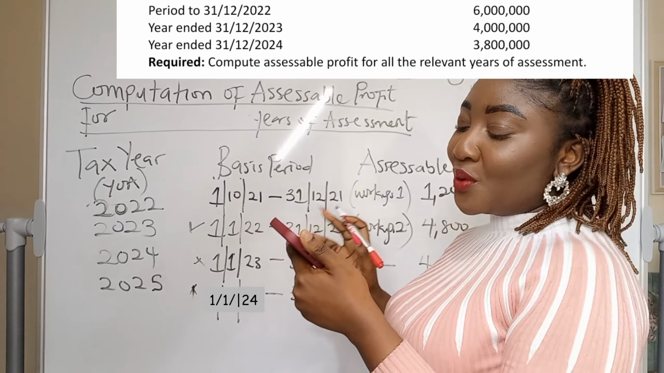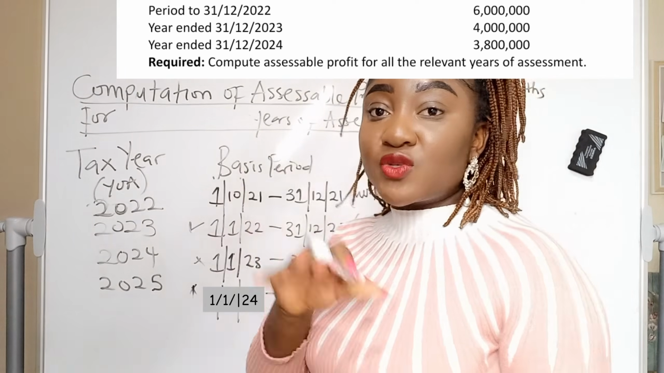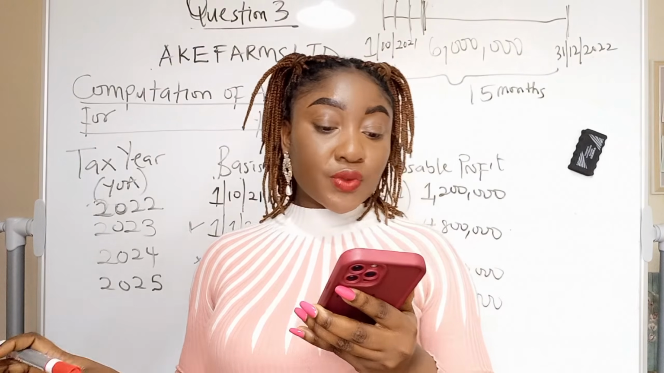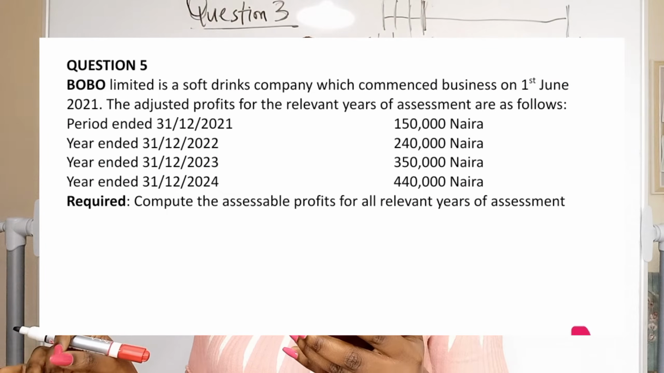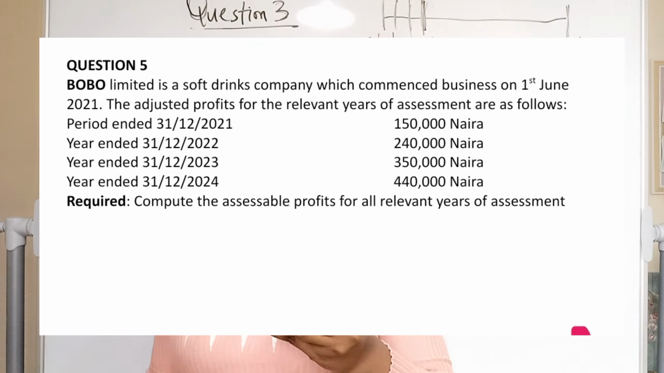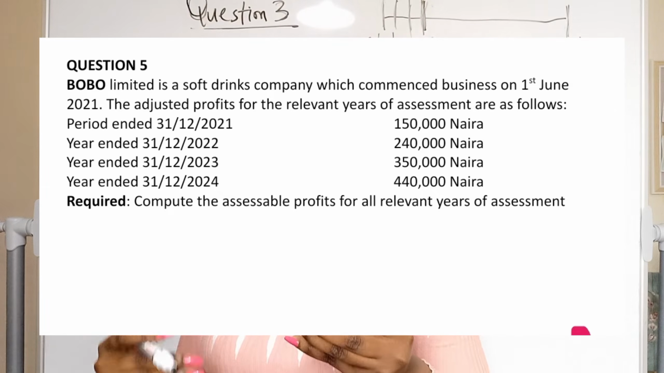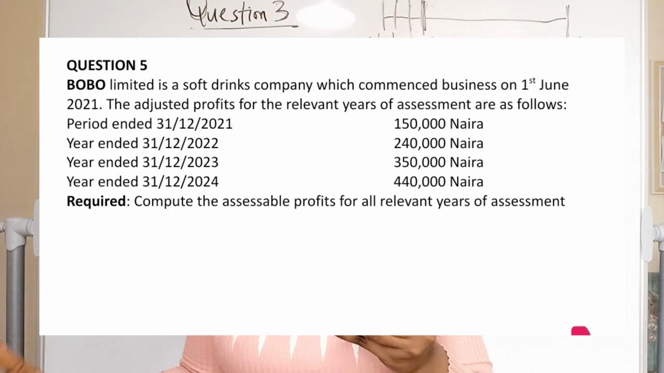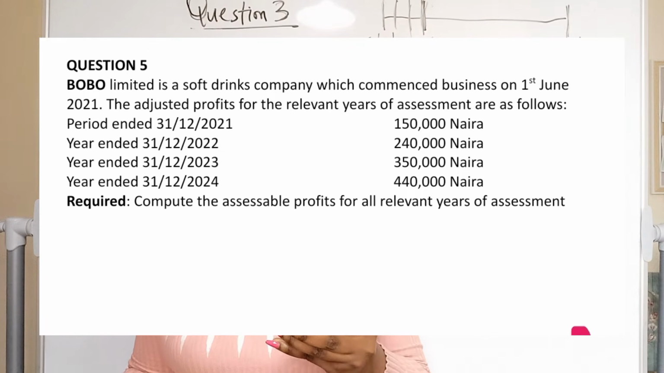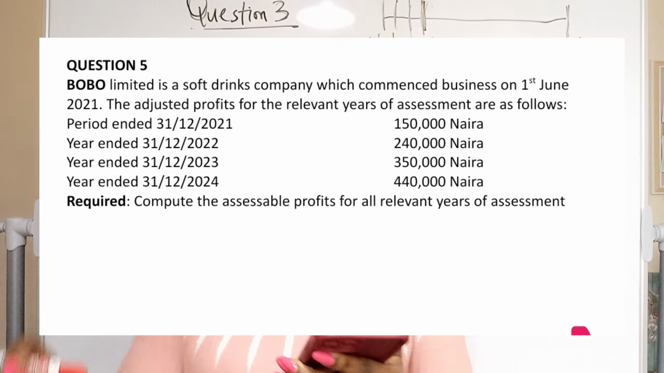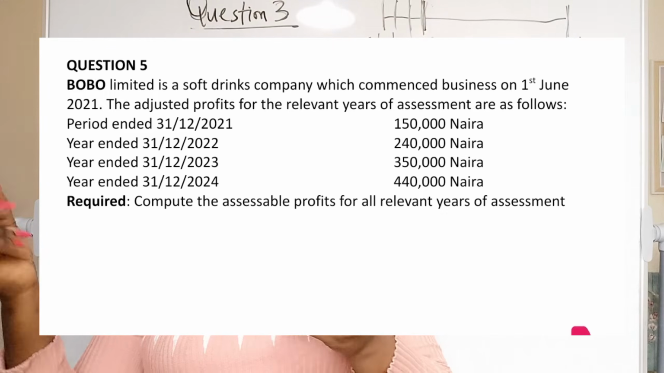Then there's also one last question. Just solve that quickly. So if this was what you got, because I put it at the end of the previous class, if this was what you got, you are absolutely correct. The last question. Bobo Limited is a soft drink company which commenced business on 1st of June 2021. The adjusted profit for the relevant years of assessment are as follows. Period ended 31st December 2021, 150,000 naira. Year ended 31st of December 2022, 240,000 naira. Year ended 31st December 2023, 350,000 naira. Year ended 31st December 2024, 440,000 naira. Required: compute the assessable profit for all relevant years of assessment.